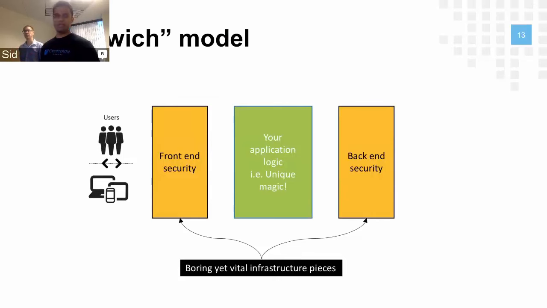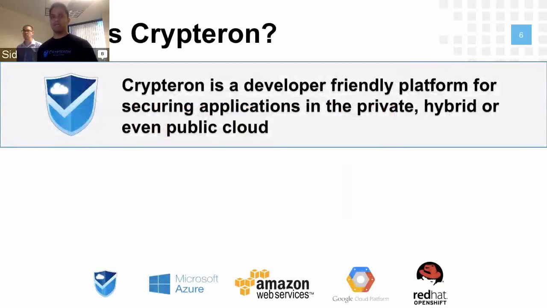Today's focus is going to be mostly on your application logic. We're going to be looking at Java on OpenShift and how its back-end security works when these things are put together. I'm pretty sure everyone on this call knows Red Hat, and a lot of them have heard about OpenShift. I'm not sure how many have heard about Crypteron, so to do justice to the audience, I think it makes sense to give a quick introduction on who Crypteron is.